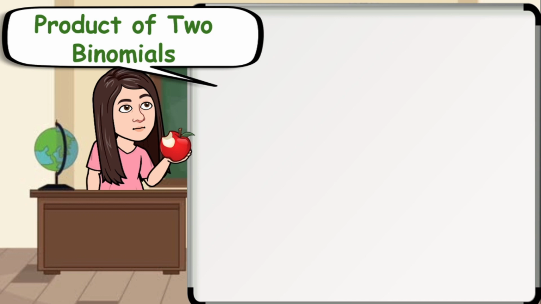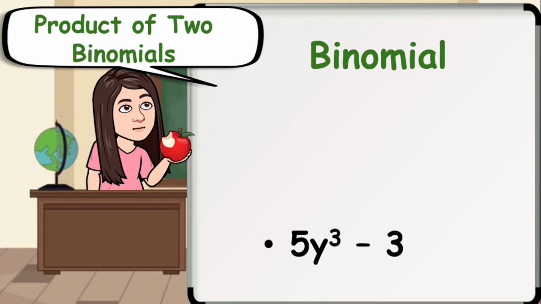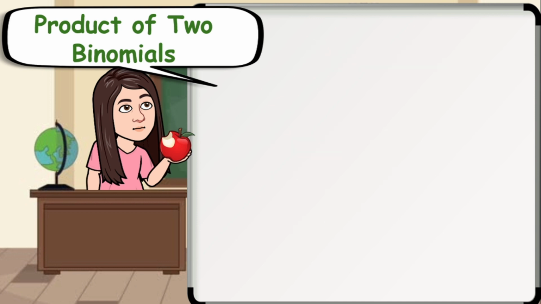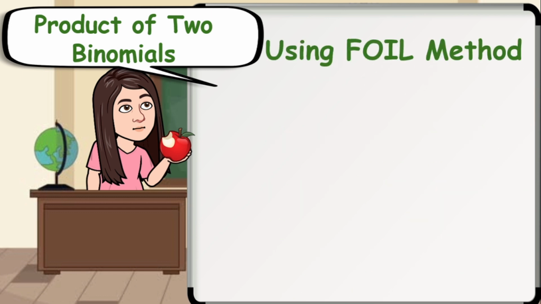Let's start with the product of two binomials. As we have previously discussed, binomial is a polynomial with two terms. For example, 5y cubed minus 3, 2x plus 5, a plus b. And product means the result we get after multiplying. Now, we will multiply binomials using the FOIL method and the vertical method, but these were already discussed in our previous lesson. So let's take a look again.